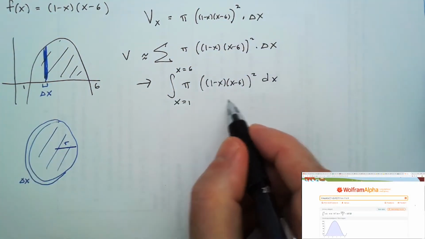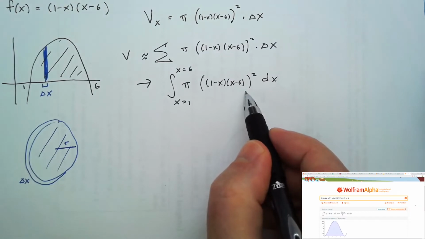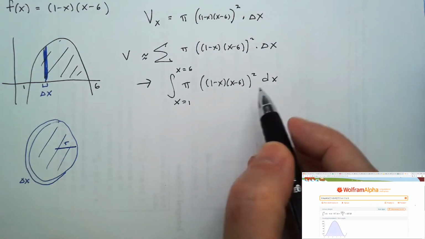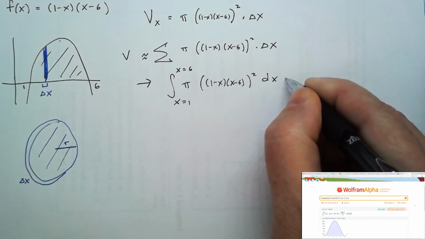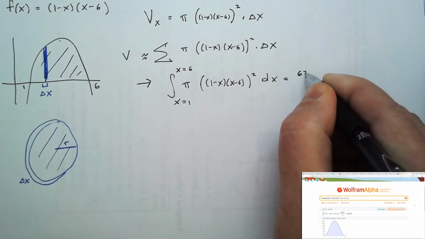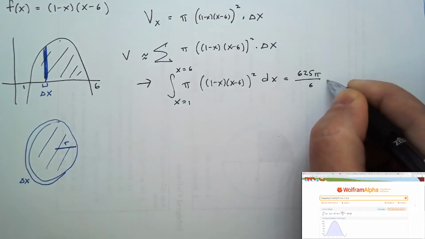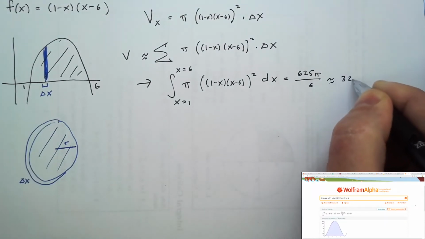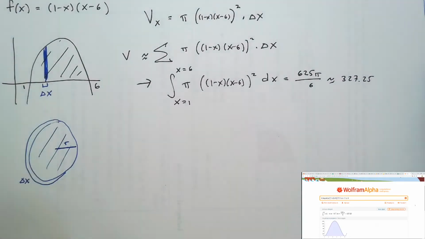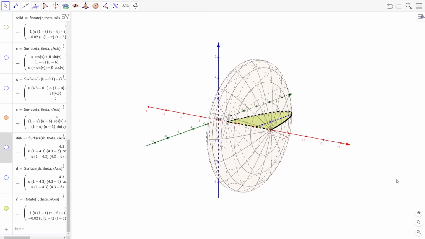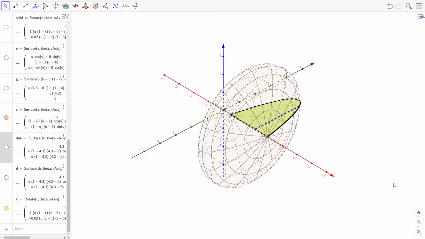Because this definite integral is the integral of a polynomial, we're able to work this out exactly, although the process may be a bit tedious. Using technology, we can see that the answer will be 625 pi over 6, or approximately 327.25 cubic units. So the volume of this solid will be a little more than 327 cubic units.